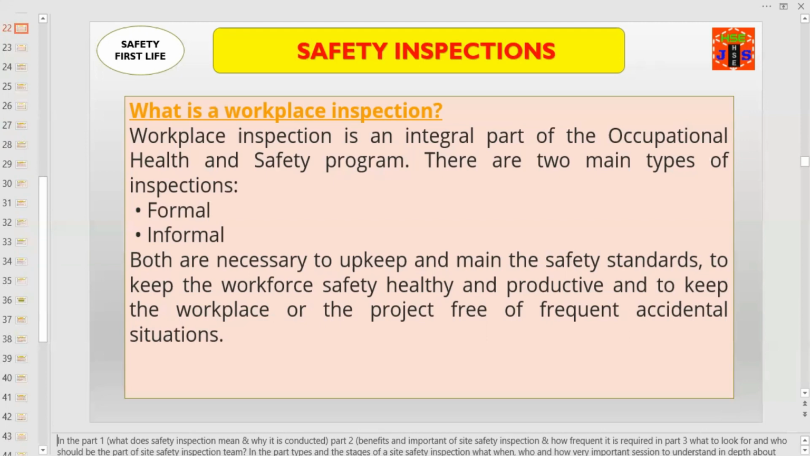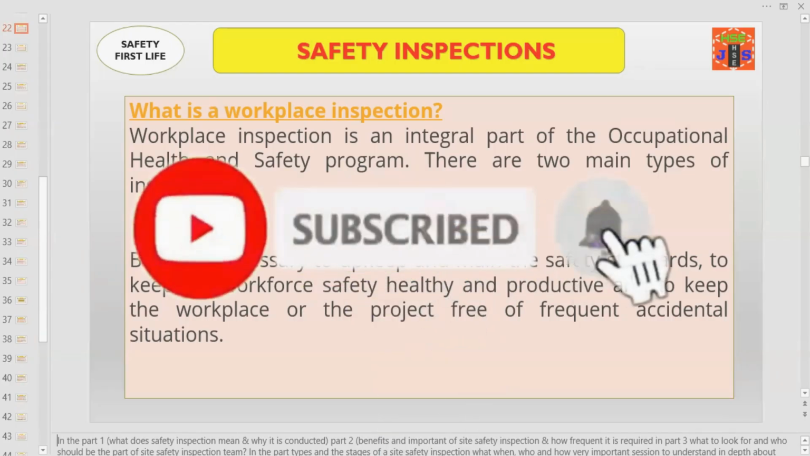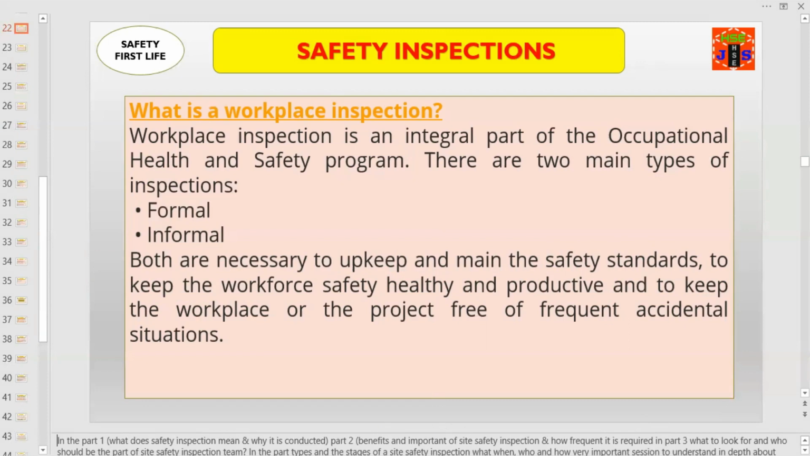As you know, a training series on the topic of site safety inspections is in progress. This is part 4. In part 1, we discussed what safety inspections mean and why they are conducted. In part 2, we talked about the benefits and importance of site safety inspection and how frequently it is required. In the last training session, part 3, we highlighted what to look for and who should be part of the site safety inspection team.